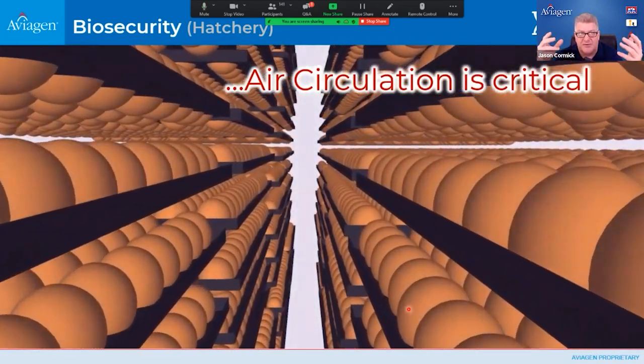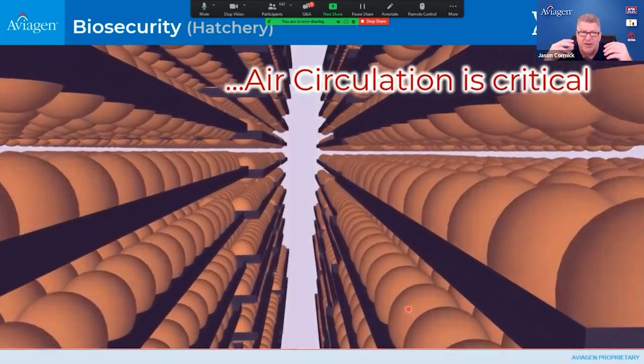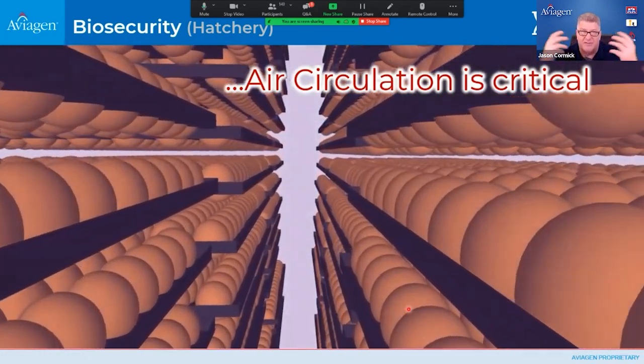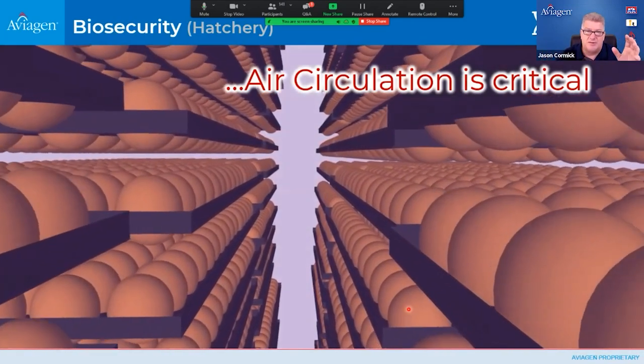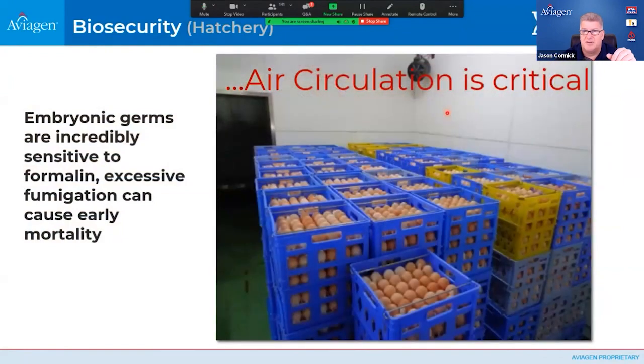If you're going to fumigate, every surface of that egg, as far as possible, should come into contact with that fumigant. You're not going to do that if this is your egg store and you're trying to get gas around these eggs. Not going to work here. So you'd need to unpack them, put them onto setter flats, into the trolleys, and then you can fumigate them.